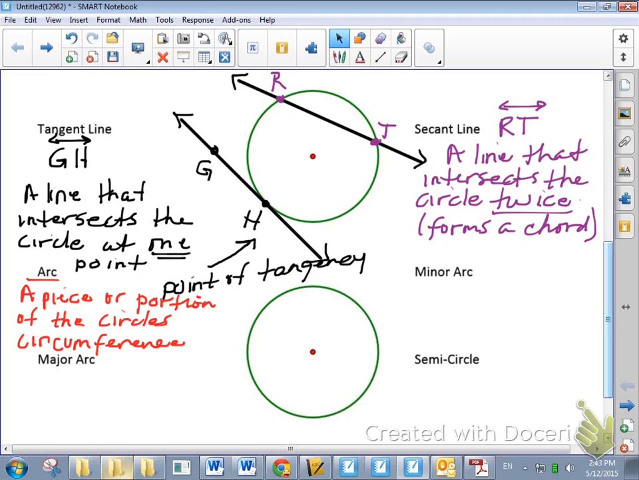Okay, I kind of wrote that in quickly for you there. It's a piece or a portion of the circle's circumference. So if I draw on this circle here, if I have point A and I have point B, then this piece, just right in here, this piece of the circumference of that circle is going to be called the arc. Okay, so right in here is an arc measure, an arc.